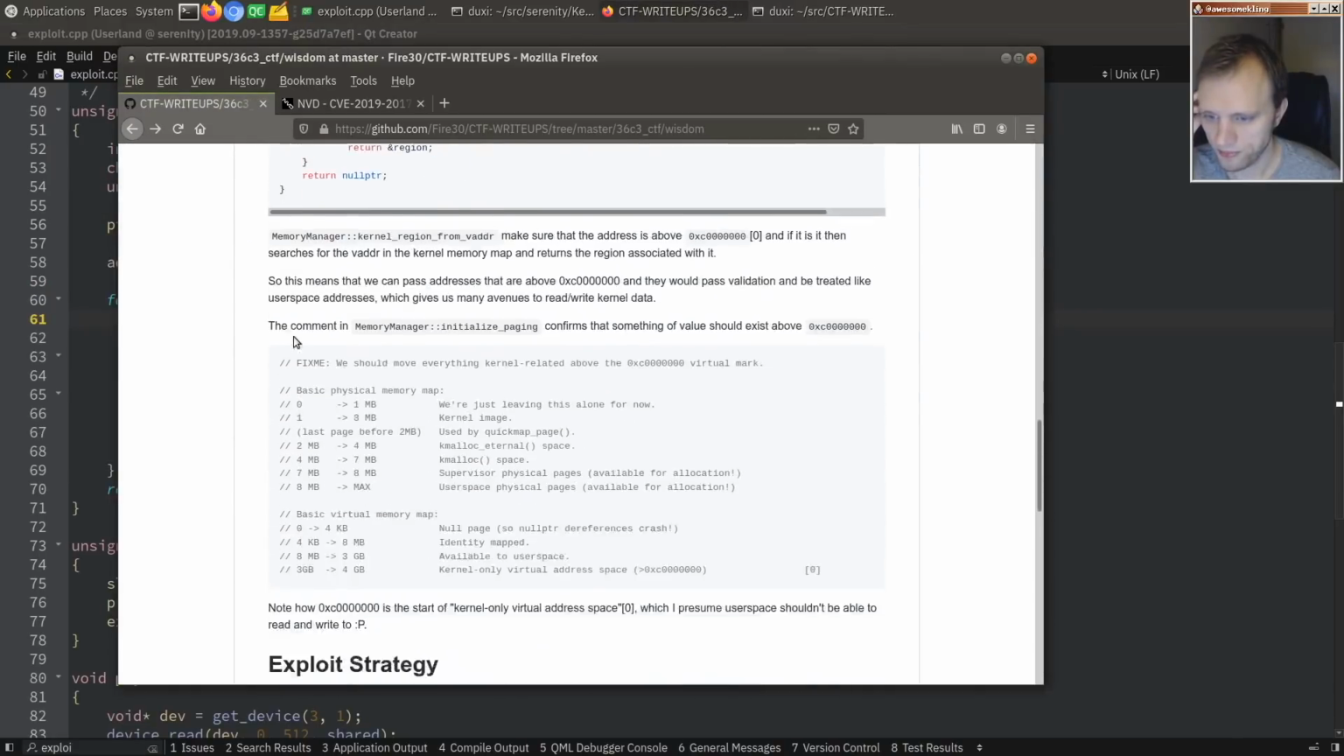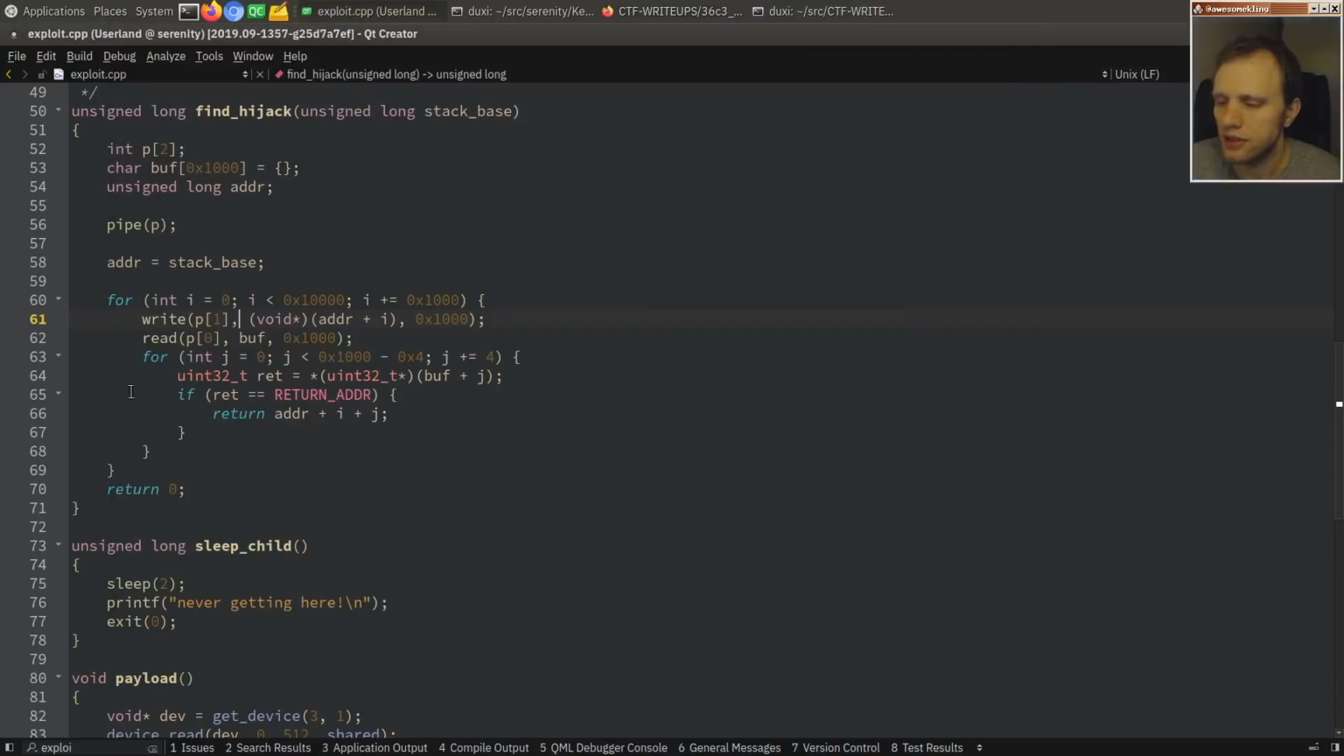Where is it? This stuff right here, right? So he calls write to one end of the pipe. This is a kernel address, and he writes a whole page of kernel memory to this pipe. And then from the other end of the pipe, he can read a whole page of kernel memory. And then he just reads it into this buffer here. And then all he has to do is just iterate over that buffer, looking for a specific return address, which is the one that he wants to overwrite.